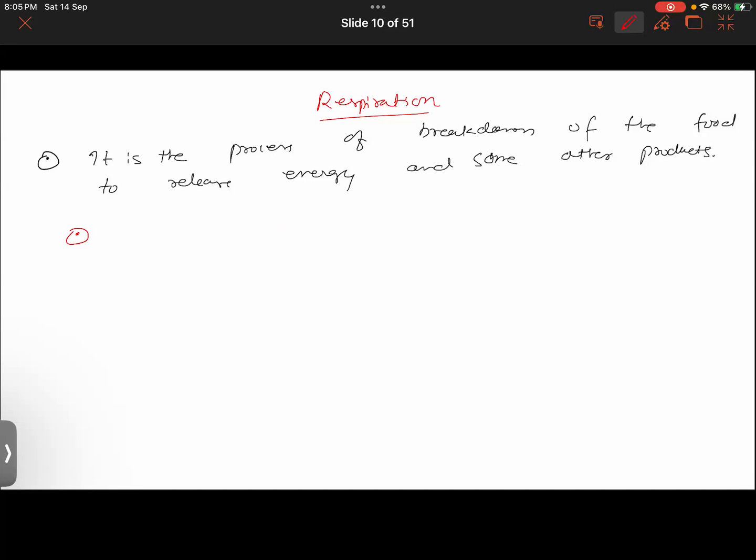And where does it occur? If the question is where it occurs, it occurs inside the cells. Getting it, Razan? Inside the cells. So it occurs inside the cells of all the living organisms, whether it be a multicellular organism which you can see, or whether it be a unicellular organism which you can't see. Right? Got this, Razan, so far?